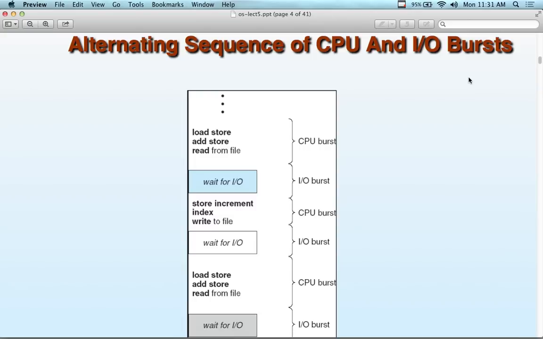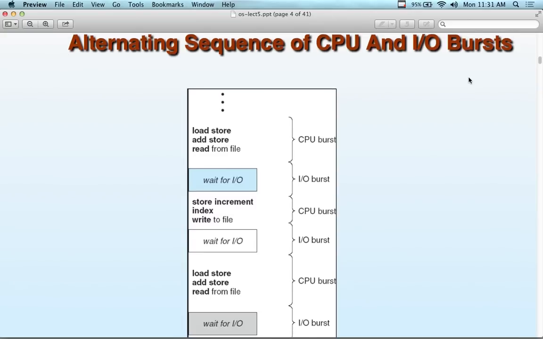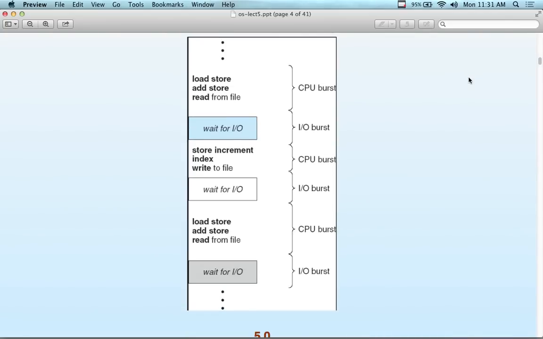Alternating sequences of CPU and I/O bursts. This is what we're looking at next here. So imagine the CPU is running. What's it going to run? It's going to flip between all the different processes that are running. What you want to do is 100% CPU utilization if you're the operating system and you want to run things as fast as possible. Now things are going to slow you down.